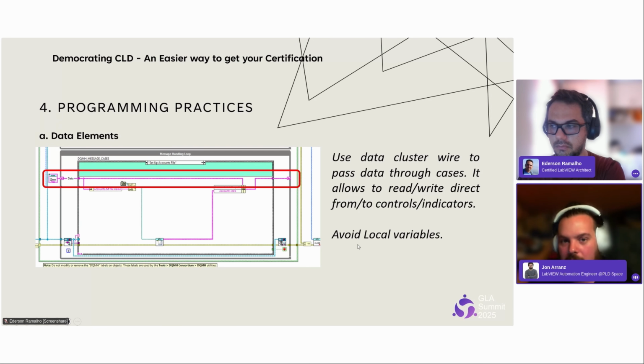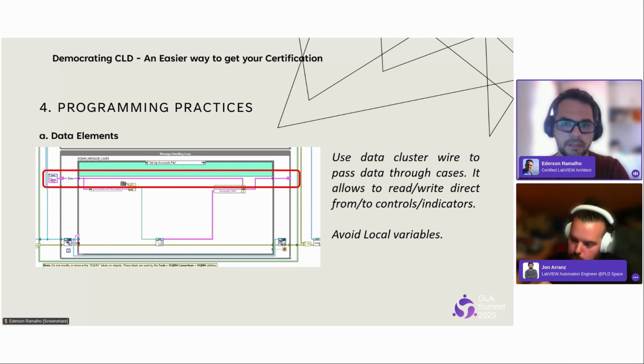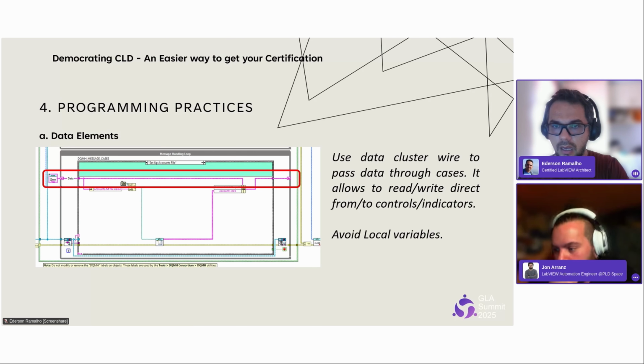Sometimes we cannot avoid them because we need to use them, but only in very specific parts of the code. For example, one recommendation in the CLD exam is that if you have to update the value of a control, it's best to use a local variable instead of a property node, for example.